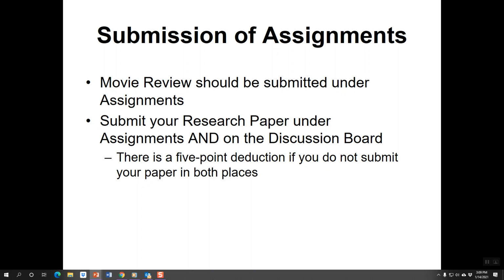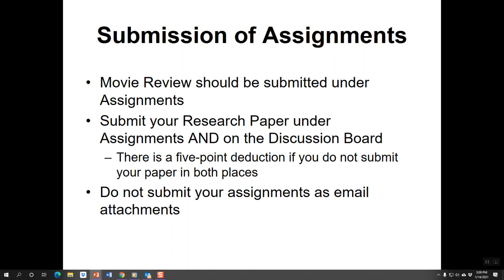All right, you also will submit your research paper under assignments, but you also will submit it on the discussion board. By putting it under assignments, that gives me access to your paper. By posting it on the discussion board, that gives your colleagues access to your paper so they can learn from your research and writing, and you can learn from others. There will be a 5-point deduction if you do not submit your paper in both places. And please do not submit your assignments as email attachments unless there is a real reason for doing so, or unless I request it. Otherwise, my email inbox fills up very quickly.